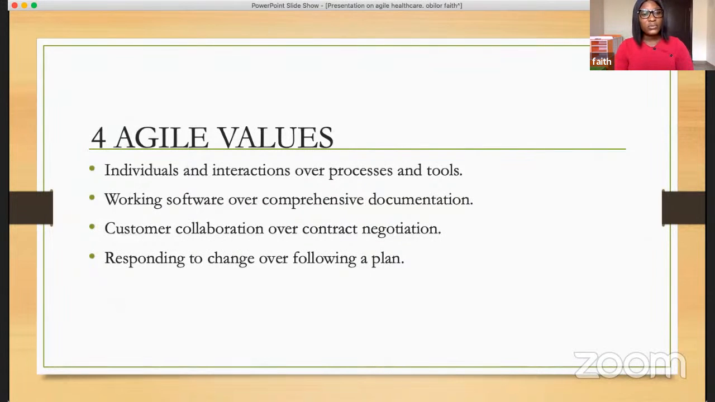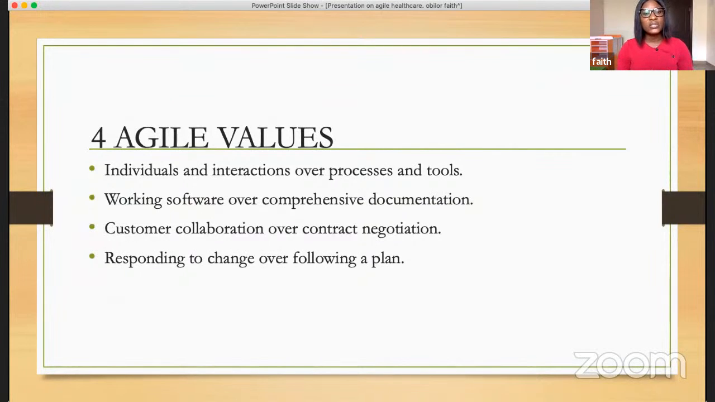For the 4 Agile values, everything here is actually very important, but one has more priority over the others, which is individual interactions over processes and tools. When we talk about individual interactions, not just in tech but even in healthcare facilities, you have to have a good interpersonal relationship with your clients and your team members so that the work will actually be more effective, not just making use of the processes and the tools involved in it.